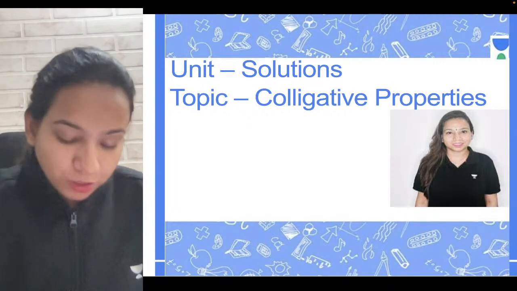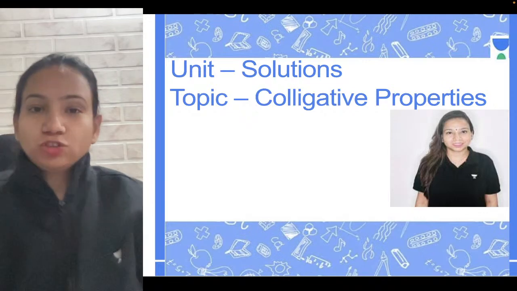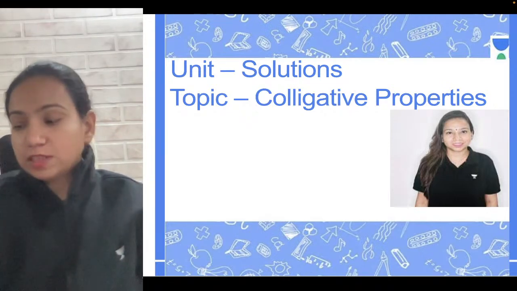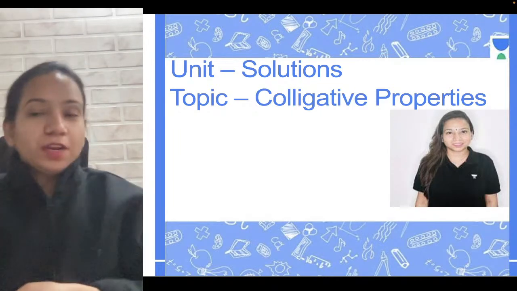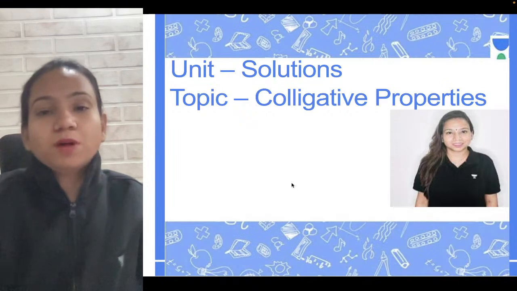So today we are going to talk about one of the really important topics of the solutions chapter, that is colligative properties. You can expect surely one question on this topic in your exam. So yes, we are going to talk about it.